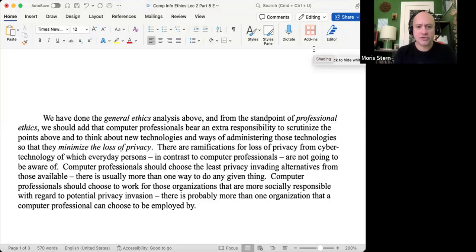Computer professionals should choose the least privacy invading alternatives from those available. There is usually more than one way to do any given thing. Computer professionals should choose to work for those organizations that are more socially responsible with regard to potential privacy invasion. There's probably more than one organization that a computer professional can choose to be employed by.